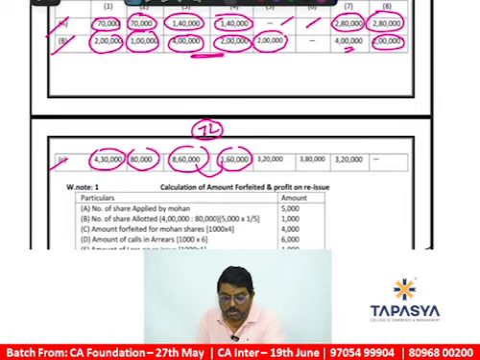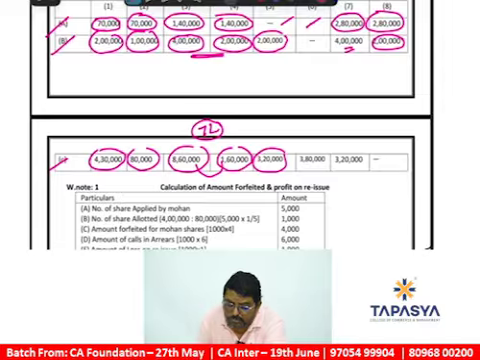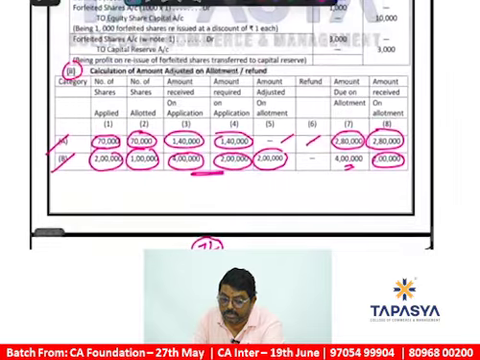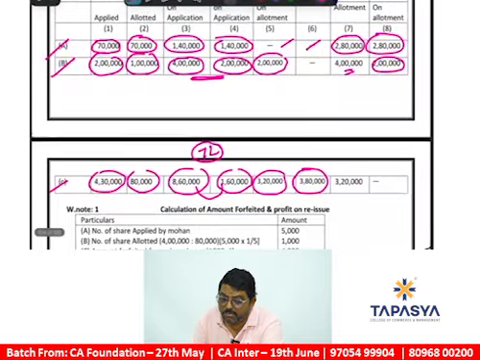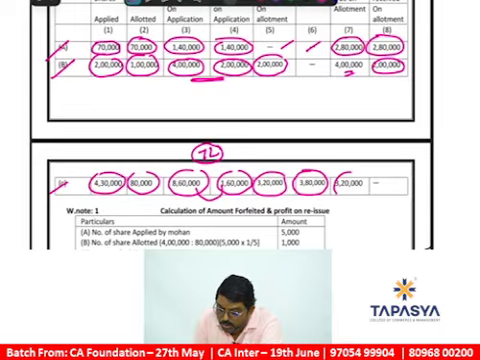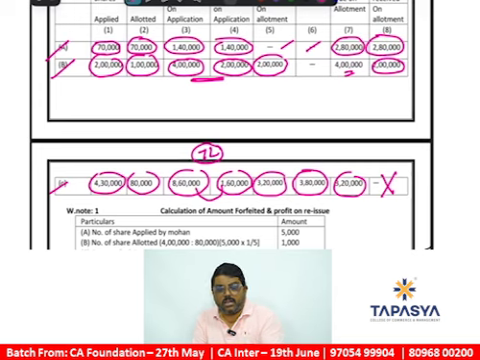Sir, first of all, how much do I have to collect for allotment? 80,000 into 4 rupees, 3 lakh 20,000 is the allotment money I have to receive. That is adjusted. Out of 7 lakh adjusted for allotment, 3 lakh 80,000 is still excess, you can refund it. Amount adjusted for allotment 3 lakh 20,000. Amount refunded 3 lakh 80,000. So allotment due 3 lakh 20,000, received is nil, because completely application money is adjusted towards allotment. You need not receive anything, completely adjustment done.